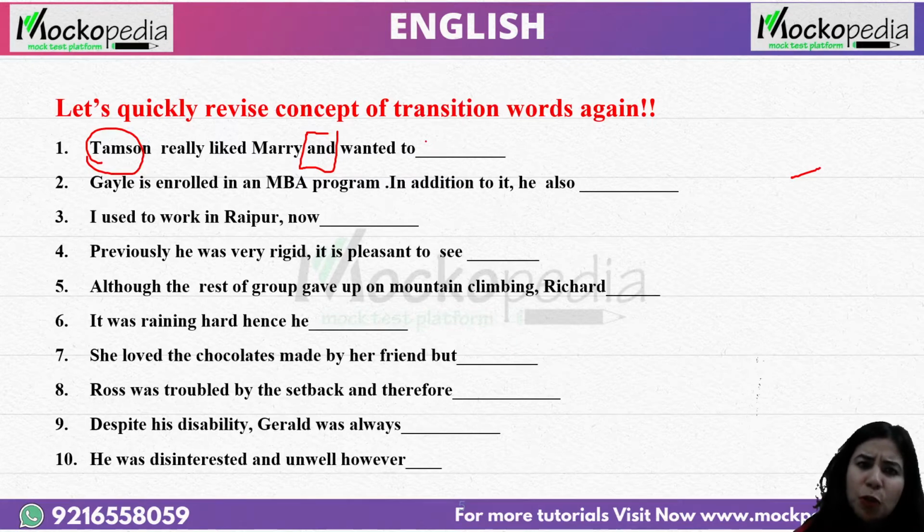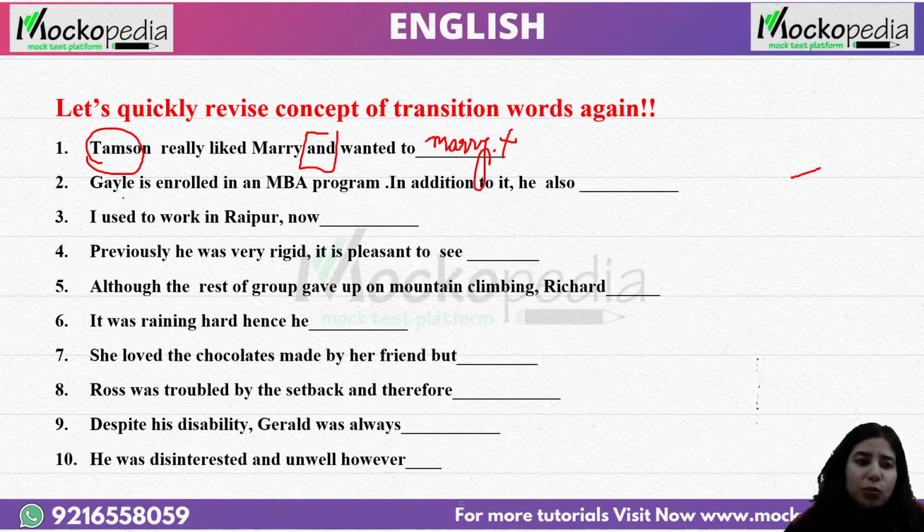Since we do not have options, we can have multiple answers. And wanted to marry, this is what I am able to think of, right? And wanted to be friends. Anything that you feel is a positive idea can be inserted here. Come to the second one.